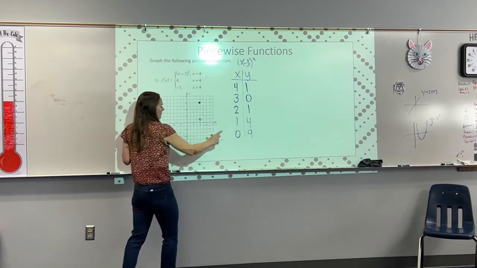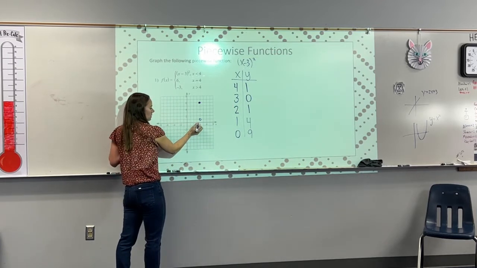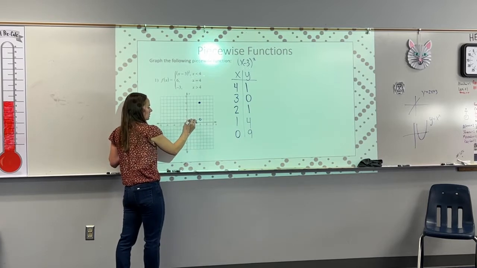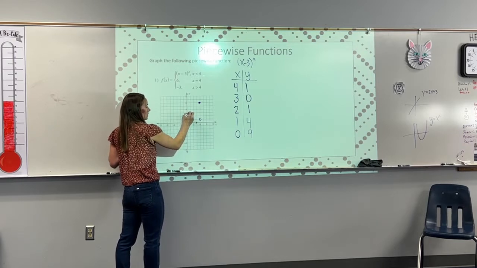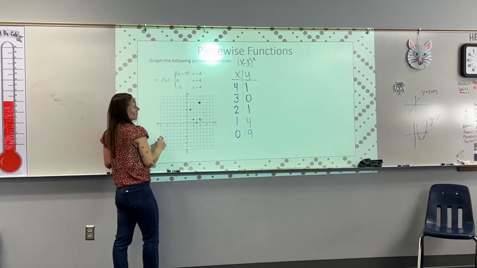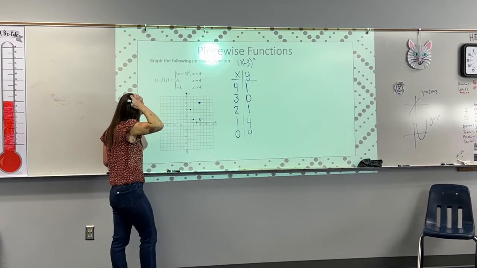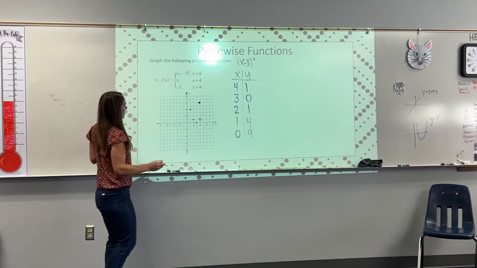And now I'm going to graph the point (3, 0). Then I'll graph the point (2, 1). That kind of looks cool. And (0, 9) is slightly off my graph, but you can still do it. So does anyone see what this is going to be? It's half of a what? Parabola.